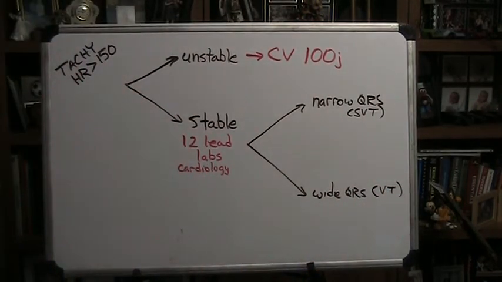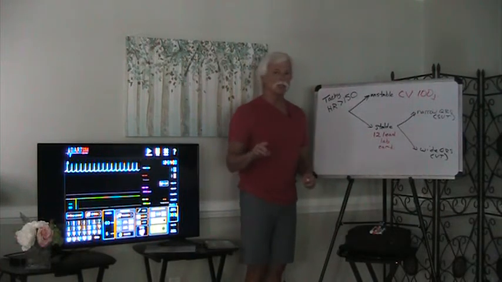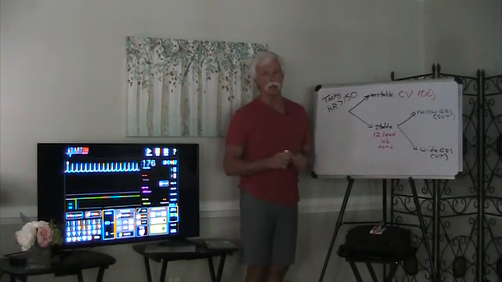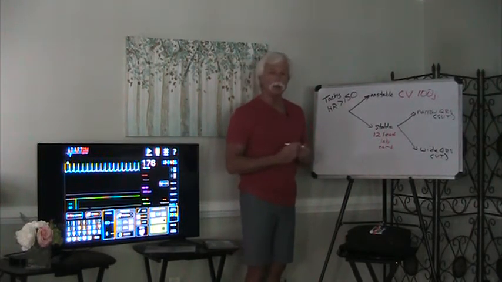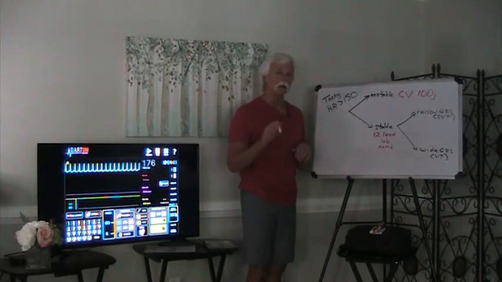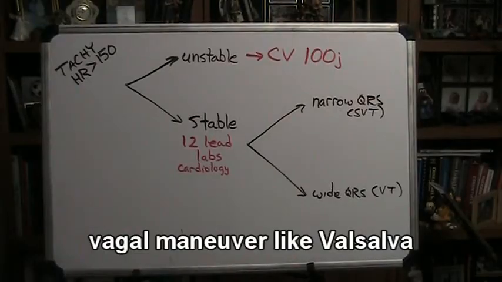Narrow QRS tachycardias are by definition supraventricular tachycardias. They're coming from the supraventricular heart. And because the supraventricular heart is under the maintenance of the parasympathetic nervous system, the primary treatment for these patients, the least invasive, the most benign thing you can do for them is a vagal maneuver.